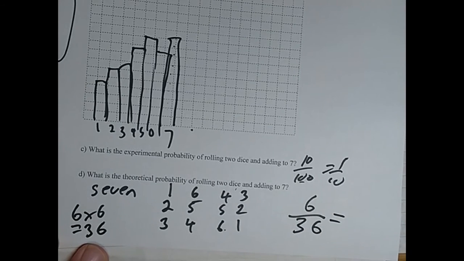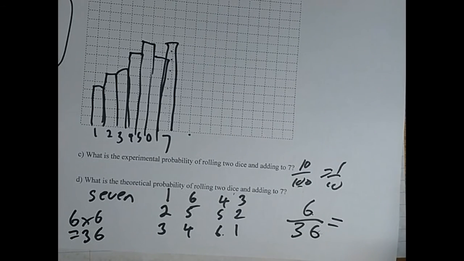You'd have to turn that into a percent or reduce the fraction. On the top, you write how many different ways are possible, 6. On the bottom, the total possibilities. There's 6 on one die, 6 on the other, 6 times 6, 36, or 6 squared, the total number of possible outcomes. Okay, so we've got that.